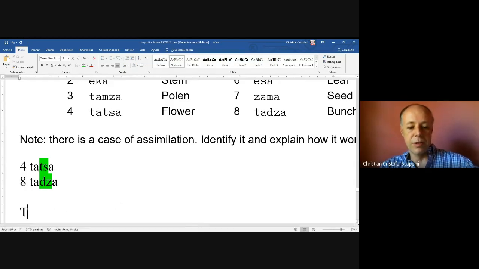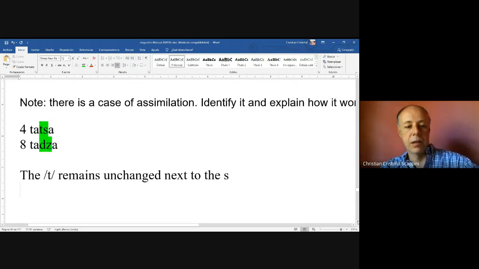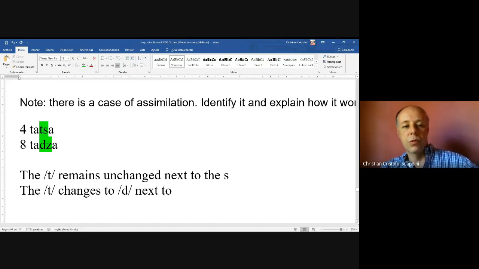Let me try another way. The ... and change next to the T changes to the next to Z. Okay, we can write it in many different ways.